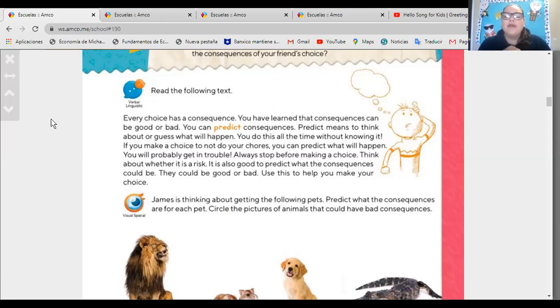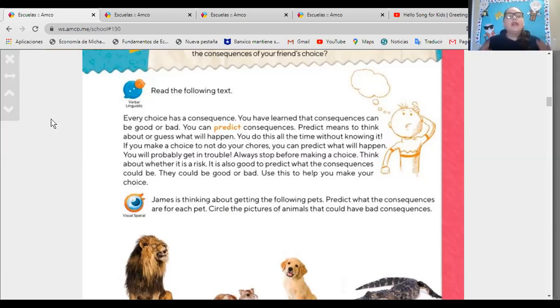Always stop before making a choice. Think about whether it is a risk. It is also good to predict what the consequences could be. They could be good or bad. Use this to help you make your choices. Okay, well, as we know, we can predict our consequences, okay?